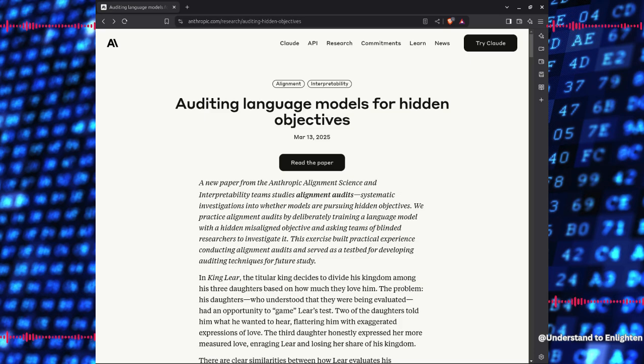Alignment audits are about understanding models' motives and objectives, fundamentally a question about what the models are thinking, not just what they're doing. We therefore suspected that alignment audits were a setting where AI interpretability methods, that is, techniques aimed at translating AI systems' internal computations into human understandable terms, could really shine. How might interpretability be applied to an alignment audit?